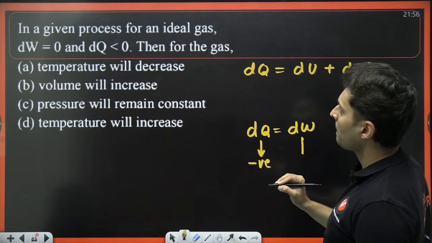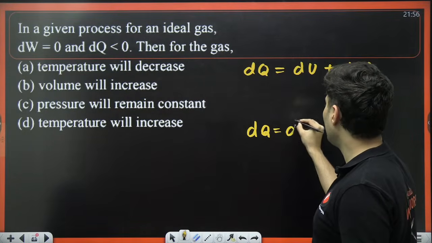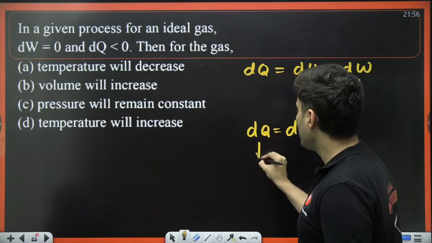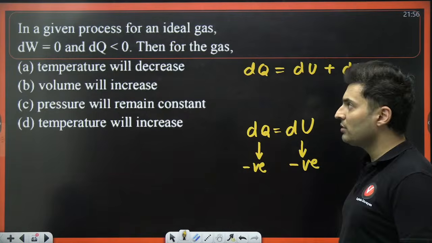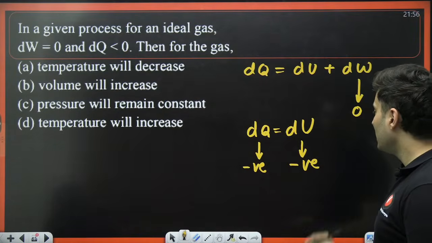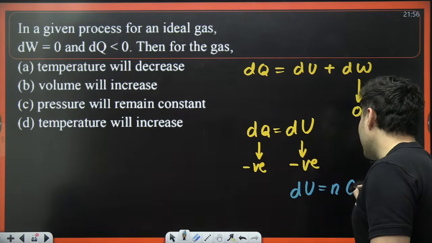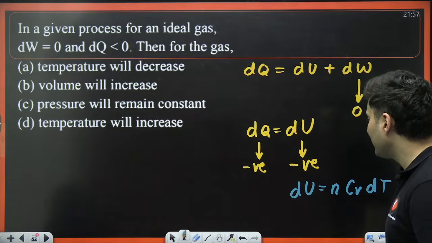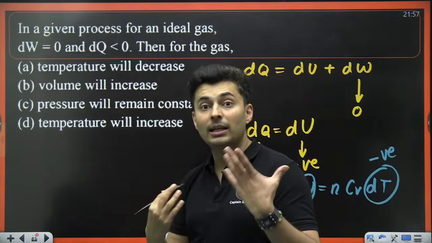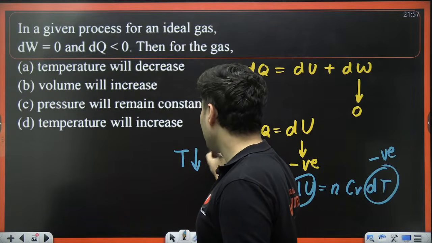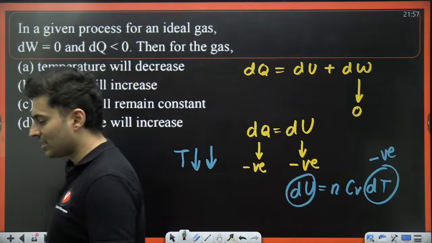Sorry, why did I put dW? My bad. This is equal to dU. Now, dQ is given to be negative. That means dU is also negative, correct? Remember, I had given you the formula for dU. dU was nCv dT. So if dU is negative, even dT is going to be negative. That means the change in the temperature is negative, that means the temperature is decreasing. That is option A. Yes, A is the answer.